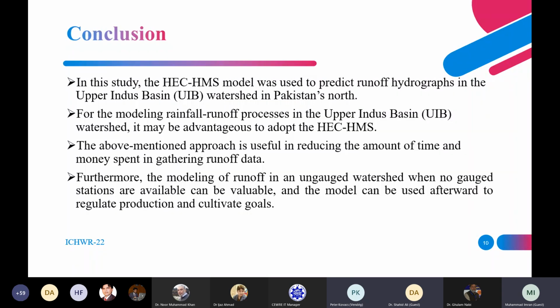Here is the conclusion. In this study, the HMS model was used to predict runoff hydrographs in the upper Indus Basin watershed in Pakistan's north. For modeling rainfall runoff processes in the upper Indus Basin watershed, it may be advantageous to adopt the HMS. The above mentioned approach is useful in reducing the amount of time and money spent in gathering runoff data. Furthermore, the modeling of runoff in an ungauged watershed when no gauged stations are available can be valuable, and the model can be used afterward to regulate production and cultivate goals.